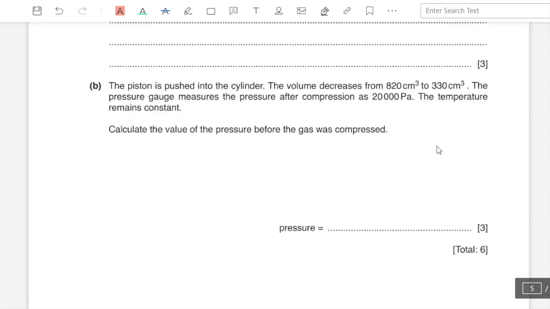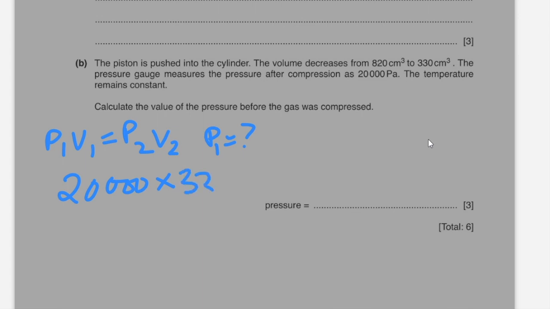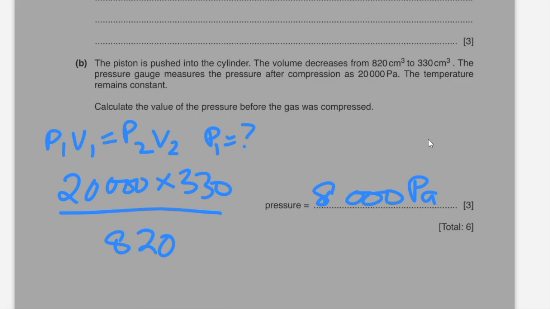Alright, so we have the formula here. P1V1 is equal to P2V2 according to Boyle's law, since temperature is constant, and we need to find out the pressure, which was the initial pressure of the gas. And we have the final pressure as 20,000 multiplied by the final volume, which is 330, divided by initial value of volume, and this is equal to 8,000 pascals, which is the initial pressure.